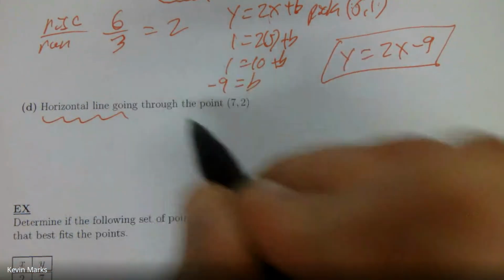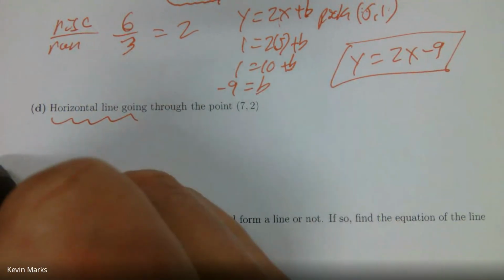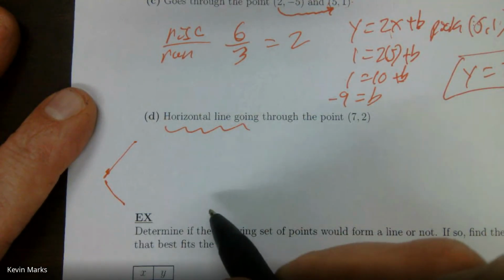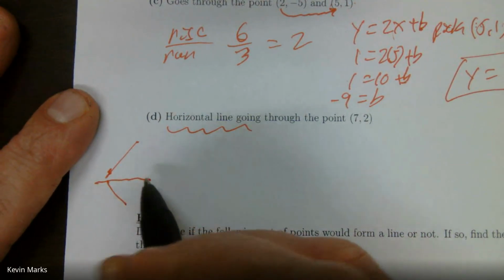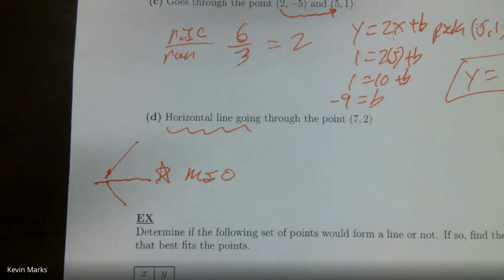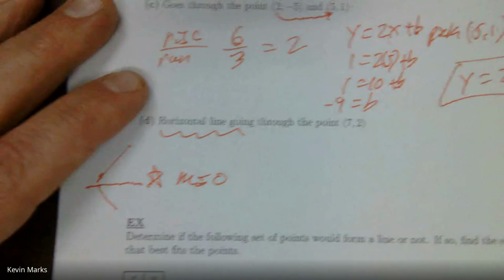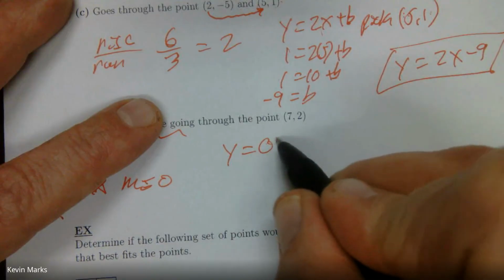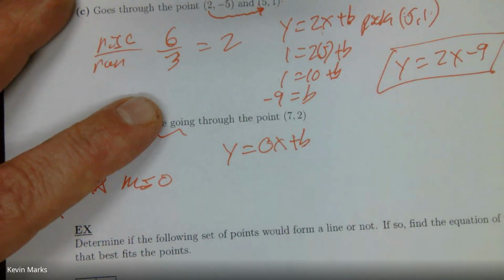But wait a minute, what does the horizontal line mean? Remember, if you're going up, it's a positive slope. If you're going down, it's a negative slope. So if you're perfectly flat, which is what we want here, that means your slope has to be 0, right? You're not going up, you're not going down. So the slope can't be positive, can't be negative. It's got to be 0. Okay, so I know it's y equals 0x plus b.